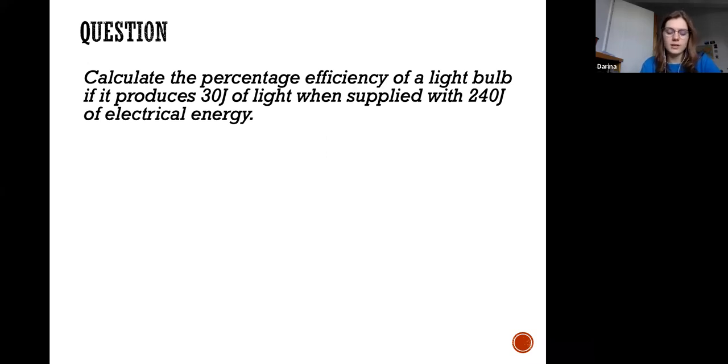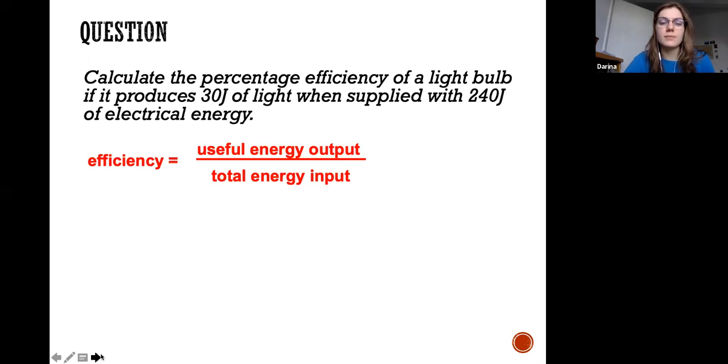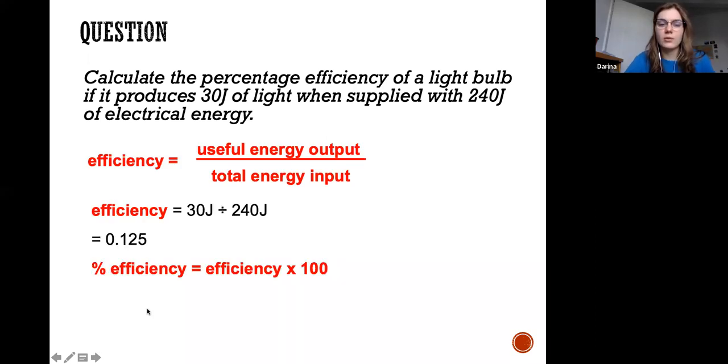Any ideas, anyone? What's the percentage efficiency of this one? Right, well done. It's 12.5% to everyone who got that. I think there might have been a bit of a calculator error there with some of you. So 12.5%, great. That is the correct answer. So this is how you work it out.